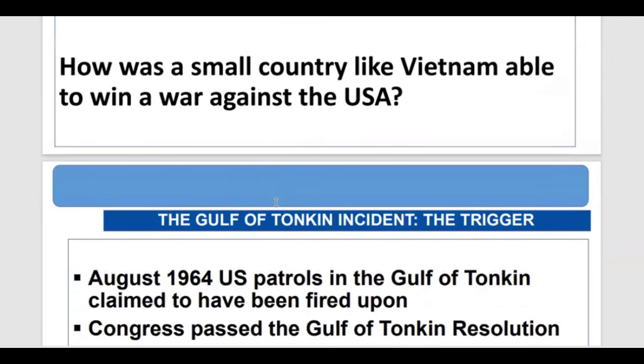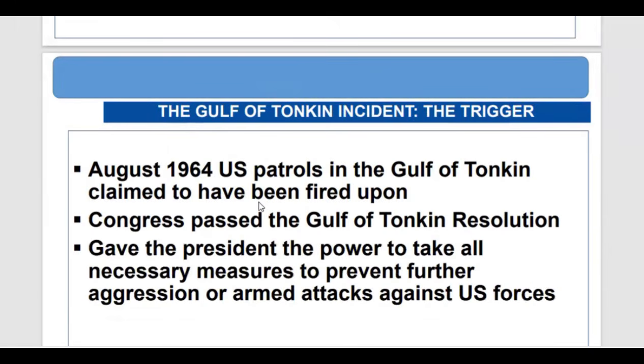Then, if you also look at the triggering effect when we are discussing the war in America, there was the Gulf of Tonkin resolution, or the incident of the Gulf of Tonkin. That was the triggering effect of the war. Right, what happened with the Gulf of Tonkin? In August 1964, U.S. patrols in the Gulf of Tonkin claimed to have been fired upon. Congress passed the Gulf of Tonkin resolution. They gave the president the power to take all necessary measures to prevent further aggression or armed attacks against U.S. forces.